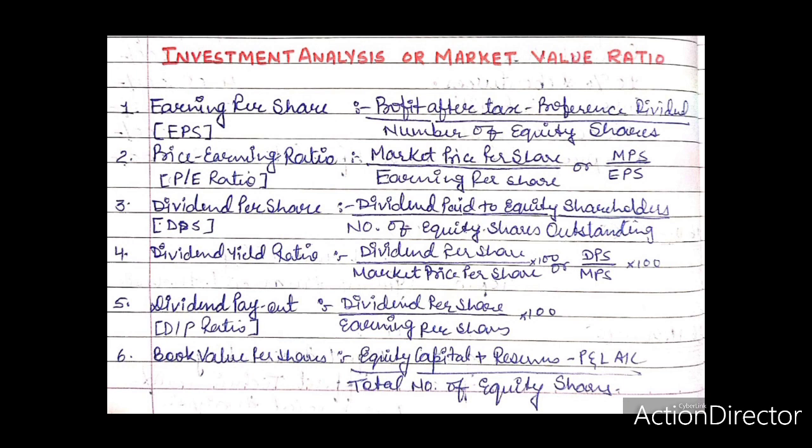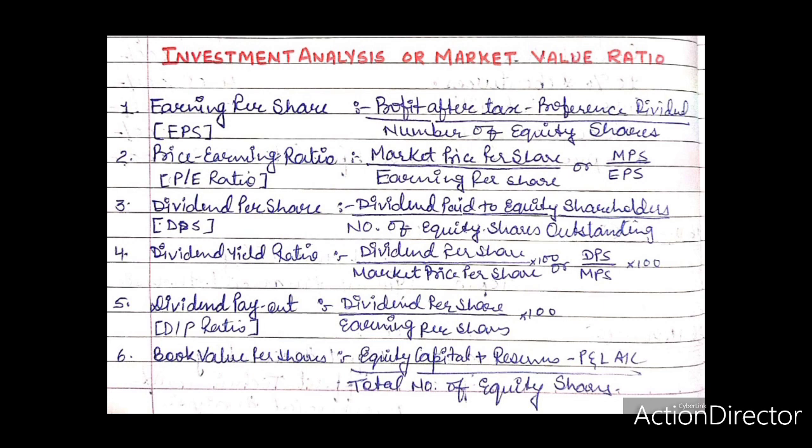For example, the average market price of a company's share is Rs 40 and earning per share is Rs 10, then price earning ratio will be 4 times, which is 40 divided by 10. It means the market value of every 1 rupee of earning is 4 times, or Rs 4.